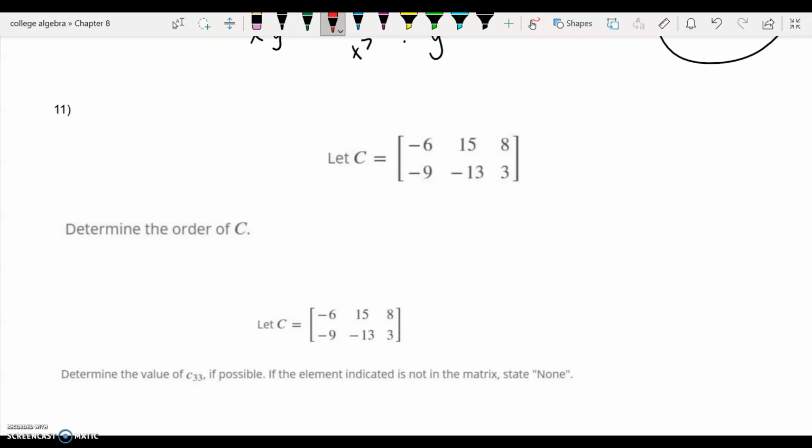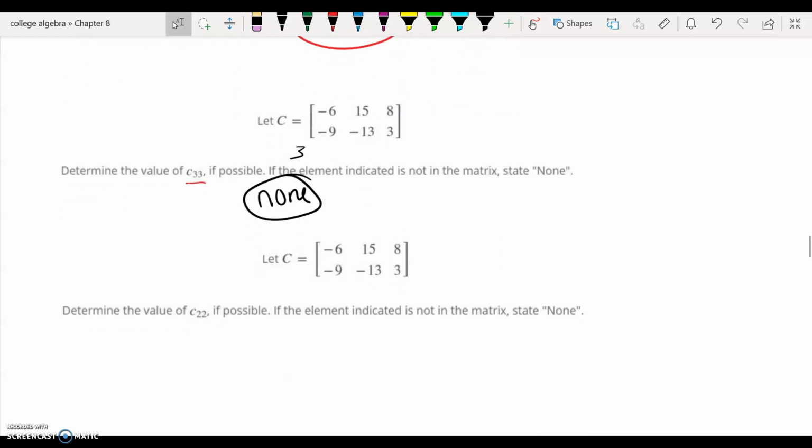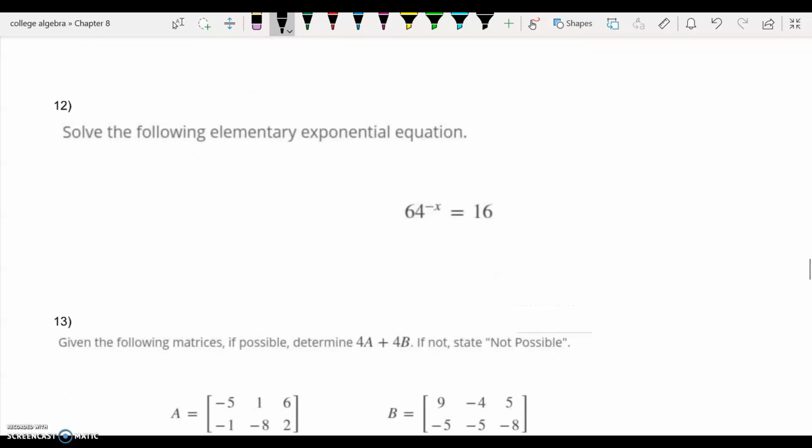Determine the order. That just means the dimensions. So in this case, it's 2 rows by 3 columns. So that's what you would write, 2 by 3. That's what order means. Determine the value of C33. That means you're going to go to row 3, column 3. There isn't a row 3, so you're going to put none on that one. And C22 means row 2, column 2. So row 2, column 2 would be -13. That would be your answer. That's how you do those.